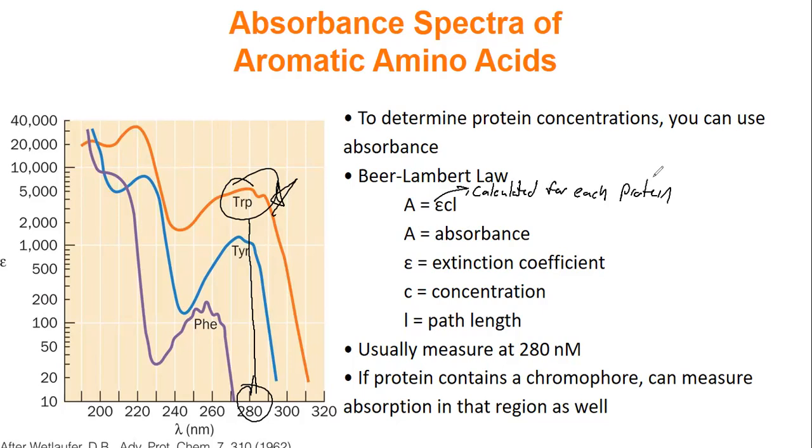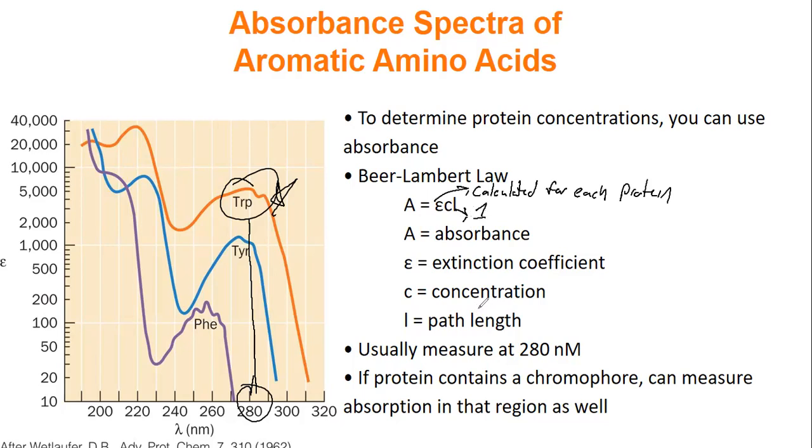So that's a known. Multiplied by concentration, multiplied by path length. Path length is like always 1. And based on your absorbance at 280, you can determine the concentration of your protein sample. However, this only works if your proteins have tryptophan in them. If your proteins don't have any tryptophan, you have to find some other way to measure concentration, because this only works for tryptophan.